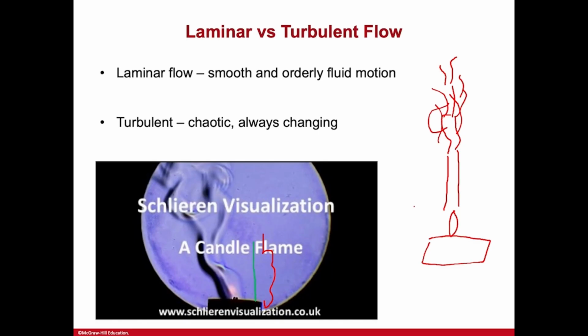with time, right? So this region of uniform and smooth orderly flow is called laminar flow. And this region where the fluid or the flow behaves chaotically and is always changing with time is called turbulent.